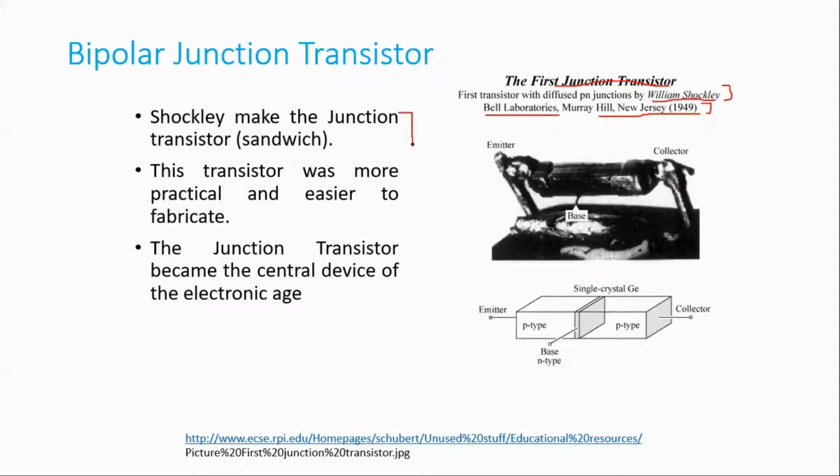So they made a transistor called the junction transistor, and this transistor was easier and more practical to fabricate. Then the junction transistor became the central device of the electronic age. So they replaced vacuum tubes, and then they are at center stage. So always engineering is about finding disadvantages and looking forward to eliminating those disadvantages, or if possible, looking for a better alternative. So that is what engineering is all about.